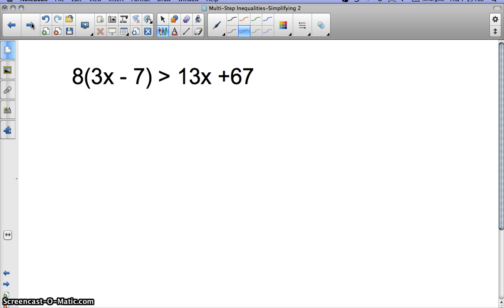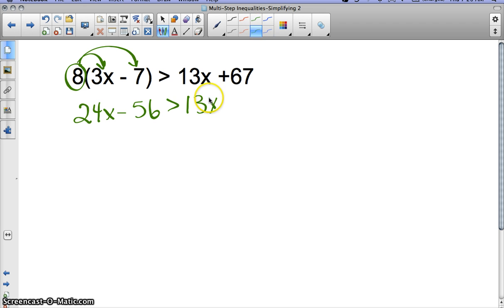So let's take a look at another. We got a little distributive property to take care of. So let's go ahead and do that. So a little distributing going on. So we've got 24x minus 56 is greater than 13x plus 67. You can't simplify anything on the left or the right, so we got to go ahead and do our t-chart.